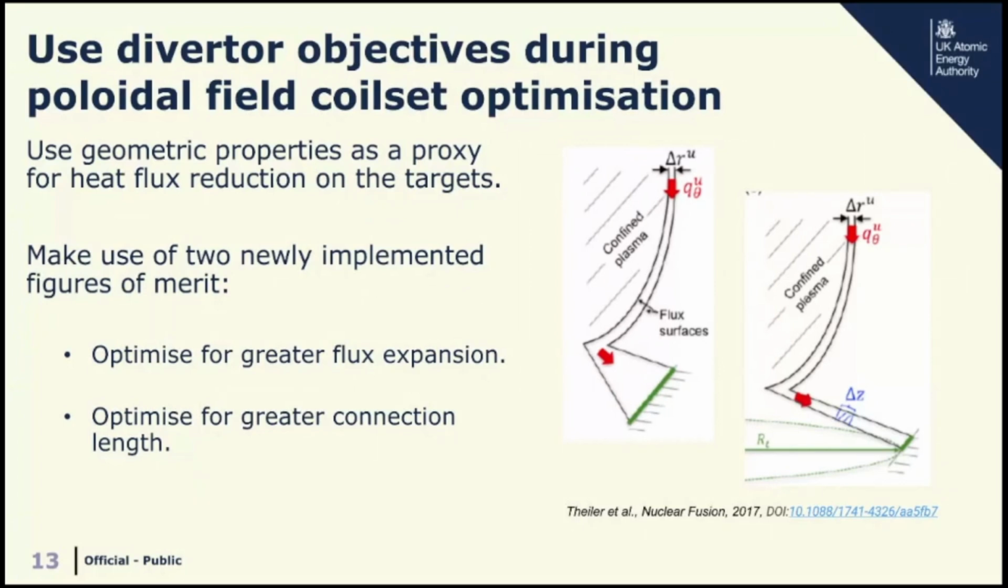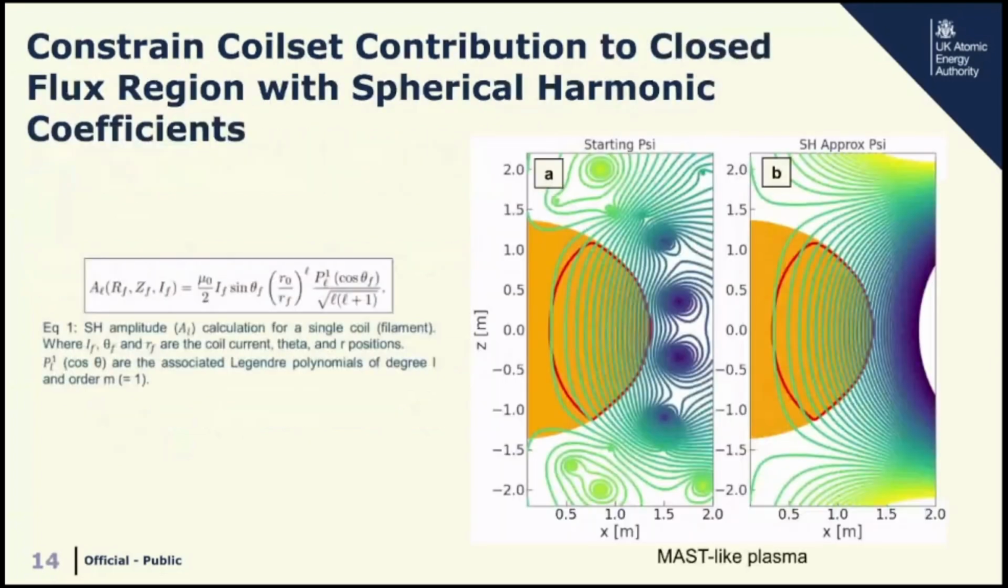We've also implemented spherical harmonic constraints. These constrain the coil set contribution in the field to the core region of closed flux surfaces. This is done with a set of spherical harmonic constraints, each of which has an amplitude or coefficient, which you can then constrain, allowing you to preserve the core region and keep it fixed while you're experimenting with different configurations for your divertor leg field.